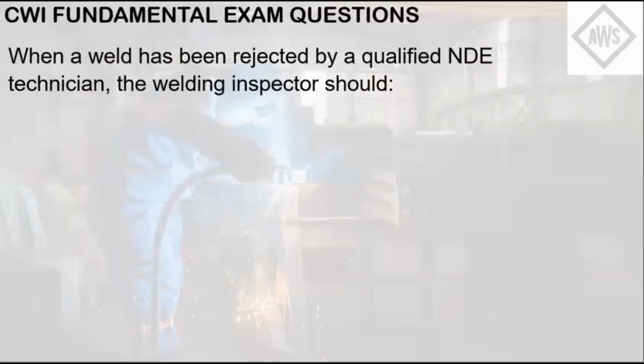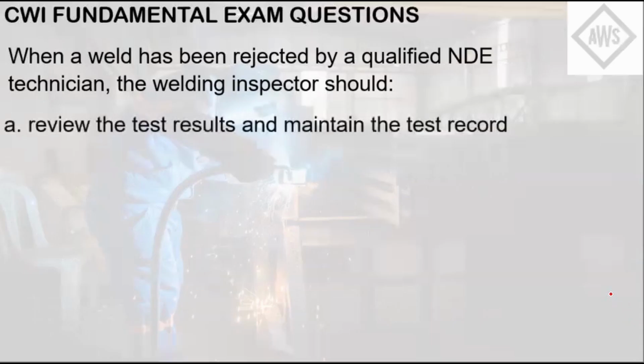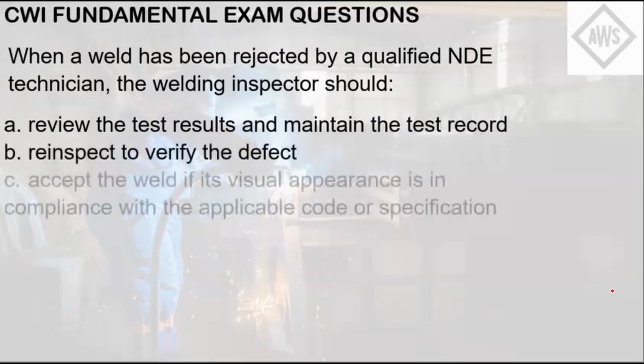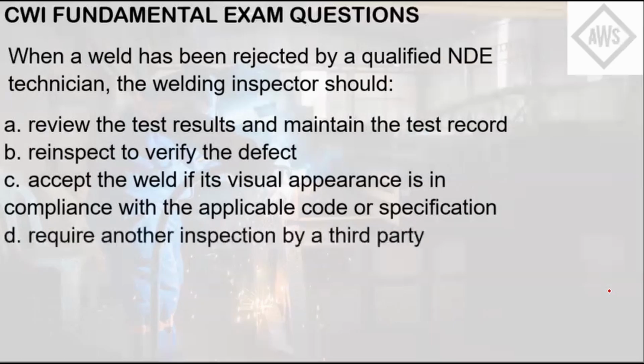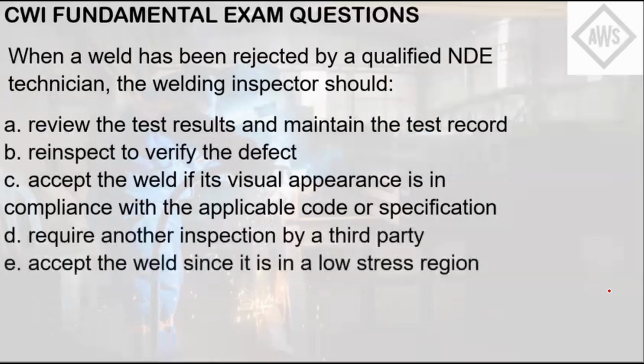When a weld has been rejected by a qualified NDE technician, the welding inspector should: letter A, review the test results and maintain the test record. Letter B, reinspect to verify the defect. Letter C, accept the weld if its visual appearance is in compliance with the applicable code or specification. Letter D, require another inspection by a third party. Letter E, accept the weld since it is in a low stress region.